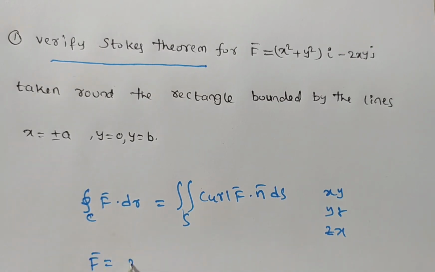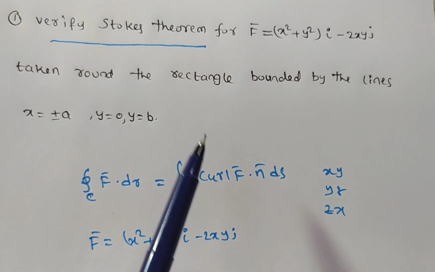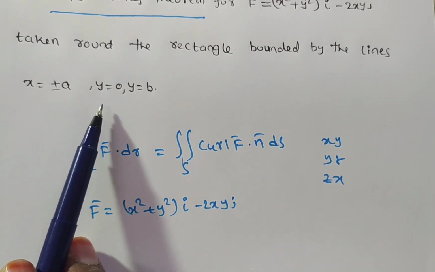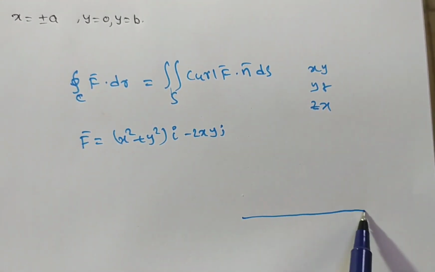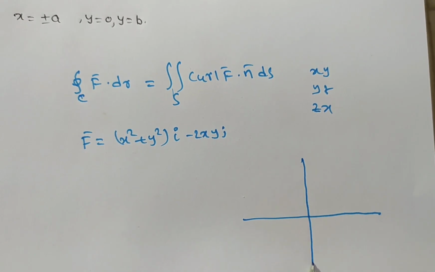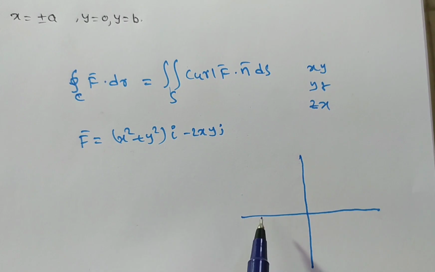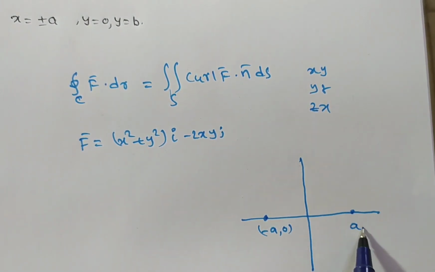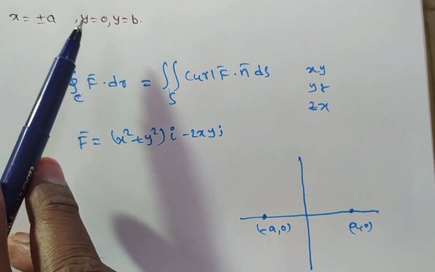What is the f bar here? You see (x² + y²) i minus 2xy j, bounded by the rectangle. The rectangle is x = ±a, y = 0, b. First I am drawing the region. This is the x axis and y axis. On the xy plane, x value plus a, minus a. So first this is minus a comma 0 and this is a comma 0. When x is minus a, y is 0. When x is plus a, y is 0.